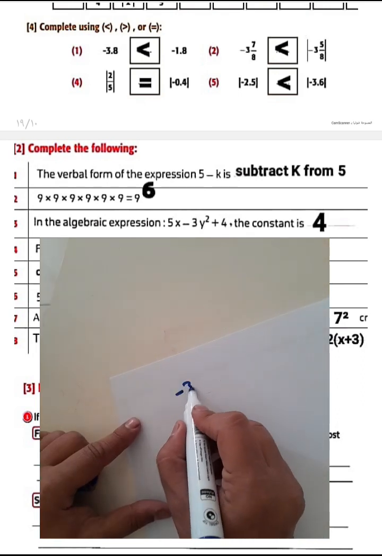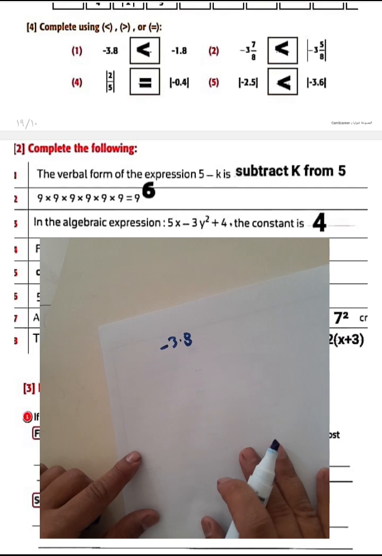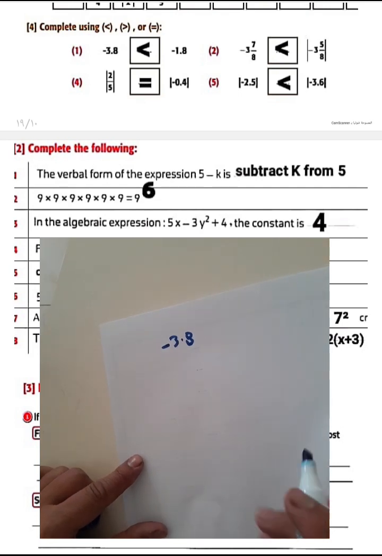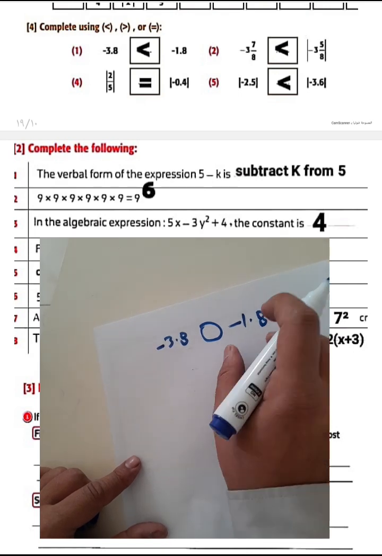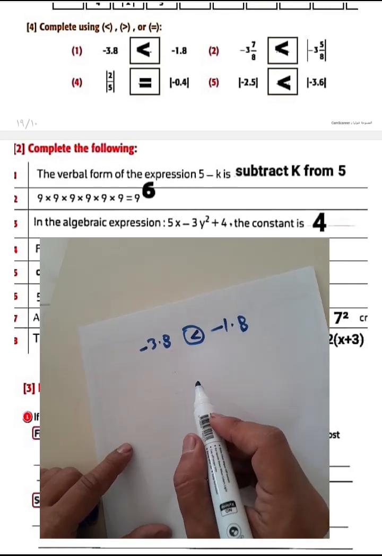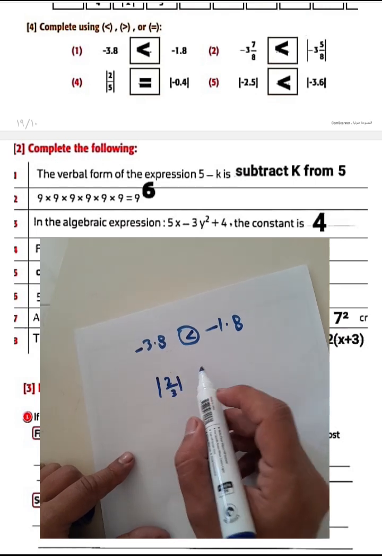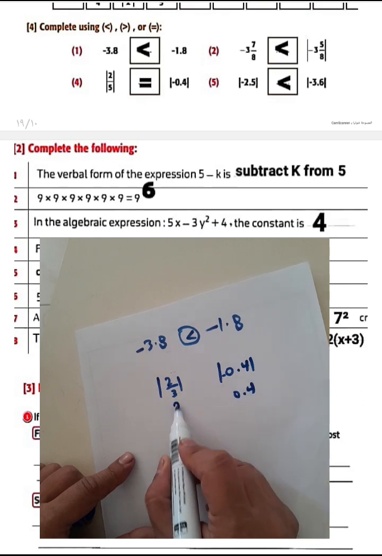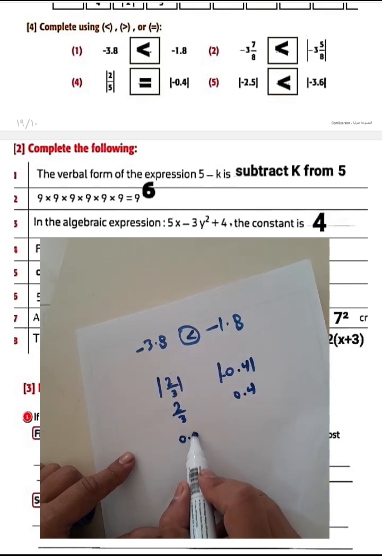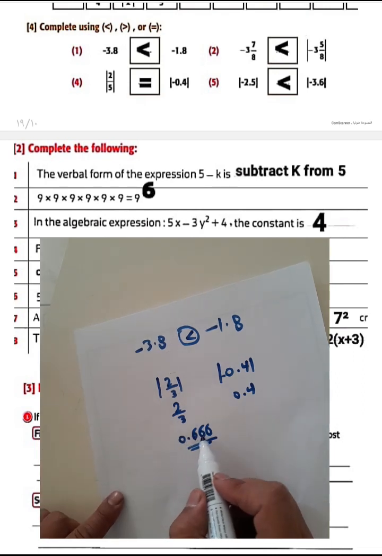We have here negative 3.8 or negative 1.8. Which number is nearest to 0? Negative 1.8 is nearest to 0. Then the absolute value of 2 over 3, and the absolute value of negative 0.4, which will be 0.4. Here 2 over 3, we must convert this fraction. 2 over 3 will be 0.666 and so on.